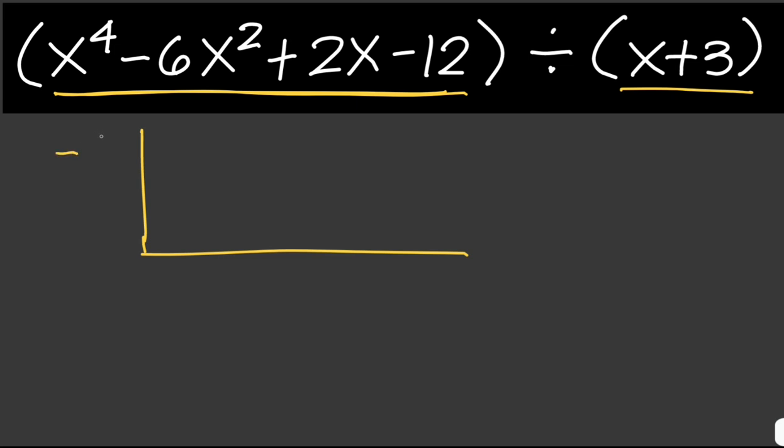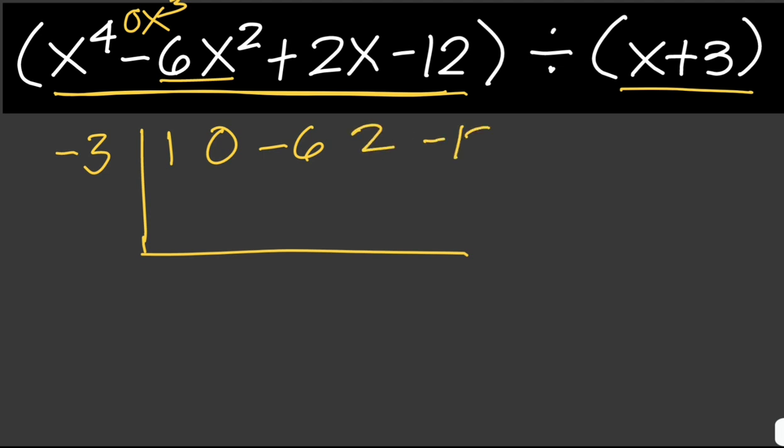Alright, so -3 should be outside, and then the coefficients are 1. Okay, notice here that there's one term that is missing, so we just have to use a dummy term. It'll be 0x cubed, so it'll be 0, and then this one, -6, to 2, -12. And now we can divide this using the rules for synthetic division.